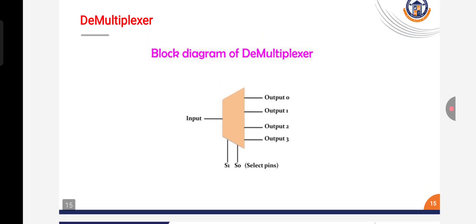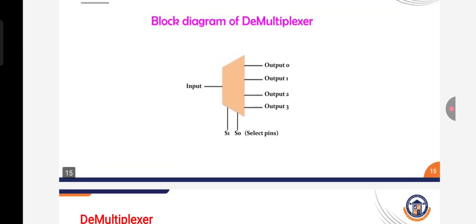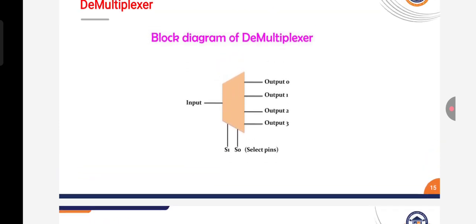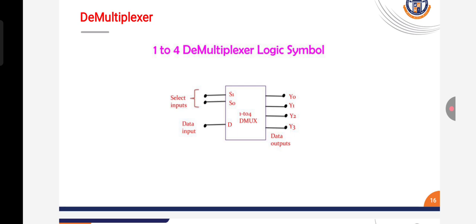This is the block diagram representation of the demultiplexer. For example, the 1x4 demultiplexer has two selection lines S1 and S0, one data input D, and four outputs D0, D1, D2, D3. So, this is the logical symbol of the 1x4 demultiplexer.